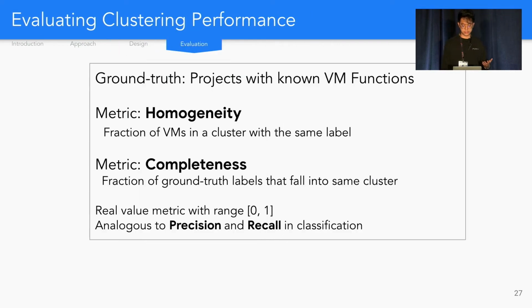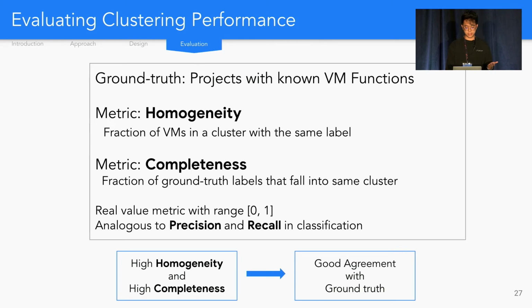To evaluate the clustering performance, we compare CloudCluster's result with projects with known VM functions. We use 2 standard clustering metrics, homogeneity and completeness. Homogeneity measures how likely VMs within the same clusters are to have the same label. Completeness measures how likely VMs with the same labels will fall into the same cluster. These metrics range from 0 to 1. Homogeneity and completeness scores in clustering are analogous to precision and recall in the classification problem. A clustering result with both high homogeneity and high completeness indicates that it's well matched to the ground truth.